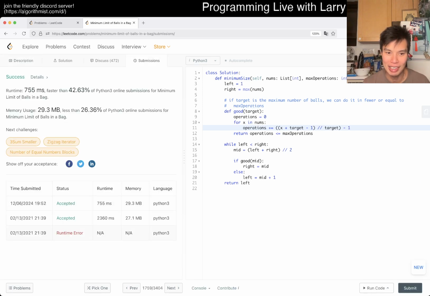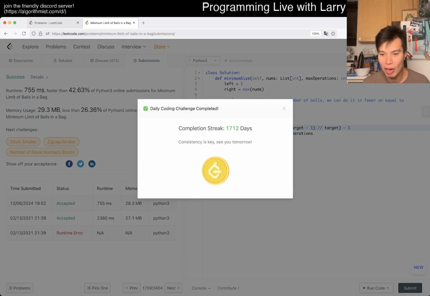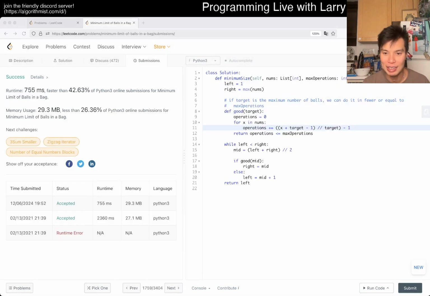Oh, one time error. Hopefully I don't have anything today. Okay, good. 12-day streak, and that's it. That's all I have for this one, I hope.